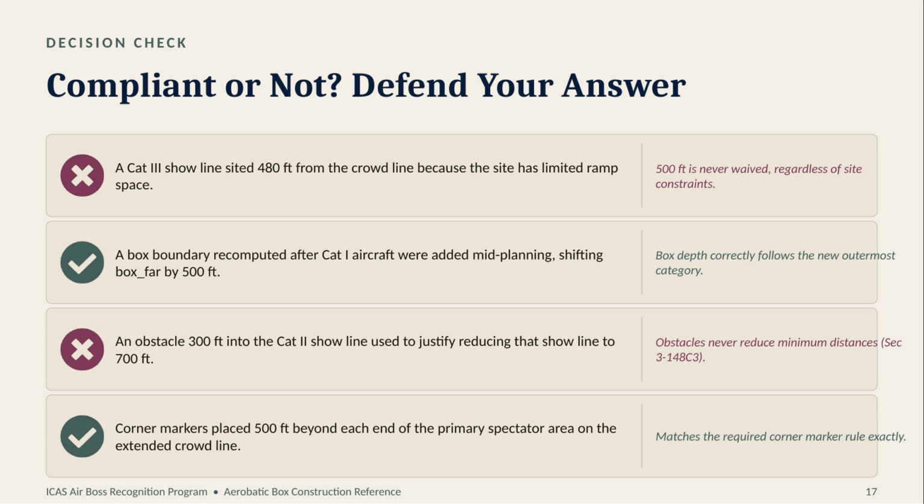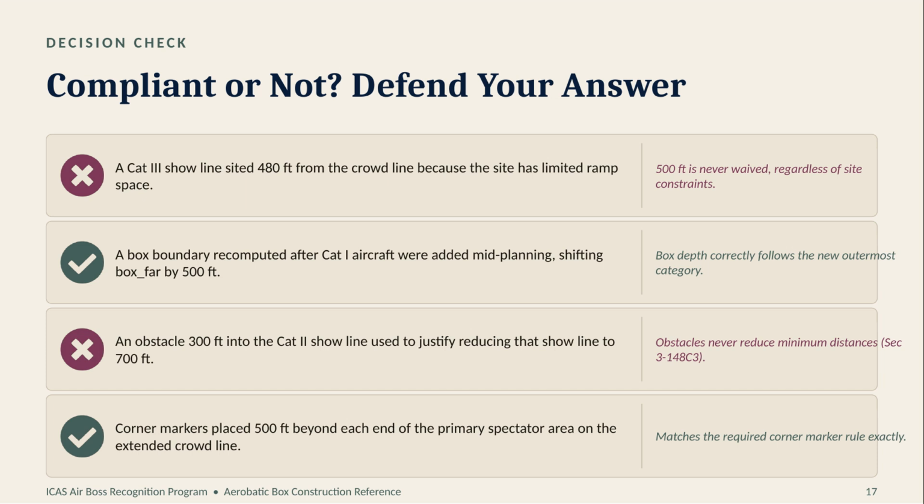Scenario 2. A box boundary gets recomputed after Category 1 aircraft are added mid-planning, shifting the outer box boundary by 500 feet. This one is compliant. Box depth correctly follows whichever category is now the outermost present, exactly the rule from Step 3, so recalculating and moving that boundary was the right call, not an error.